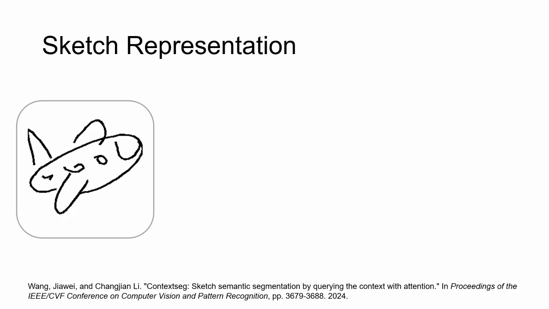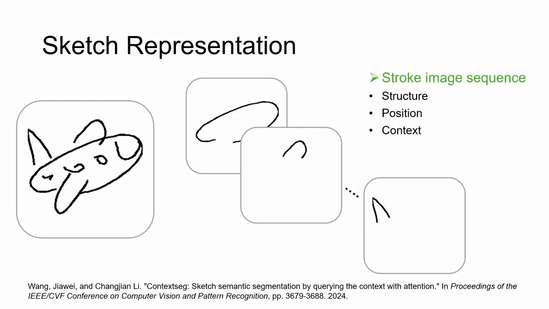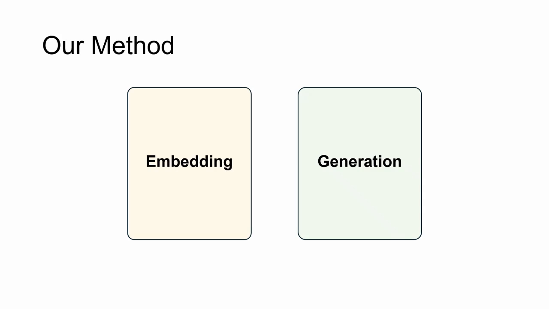In this work, we adopt a stroke image sequence as the representation of strokes, where each stroke is represented by its bitmap image in the sequence. This approach enables better capture of the structure, position, and contextual information of a sketch. Using stroke image sequences as the representation of strokes has been shown to be effective in other tasks, such as sketch segmentation. Next, we introduce our proposed method, which mainly consists of two parts.